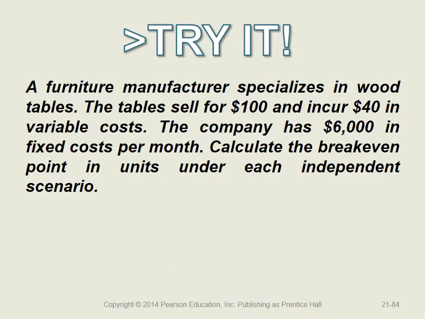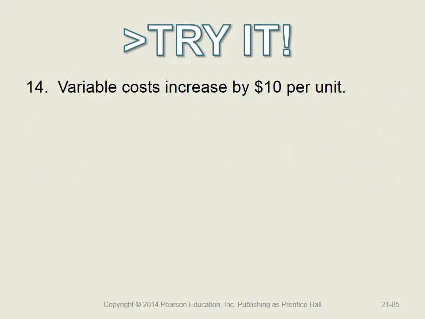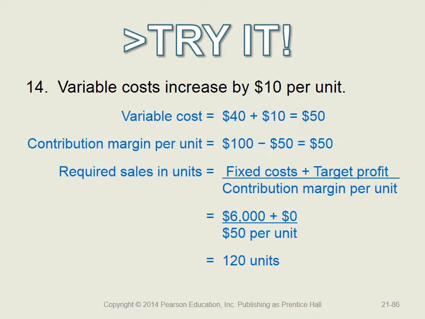For this triad, a furniture manufacturer specializes in wood tables. The tables sell for $100 and incur $40 in variable costs. The company has $6,000 in fixed costs per month. Calculate the break-even point in units under each independent scenario. Variable costs increase by $10 per unit. This shows you the way that increase affects all components of this calculation. And down there at the bottom, you see that we end up with 120 units.